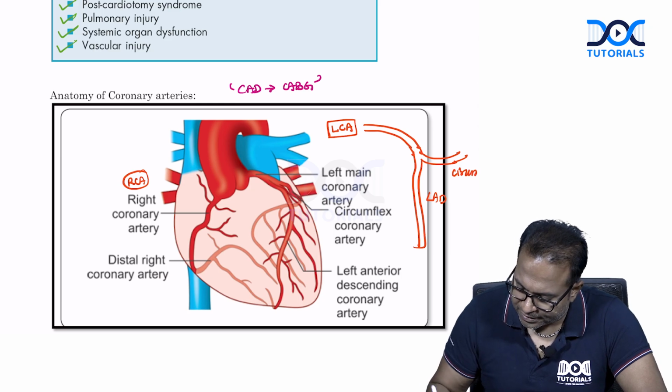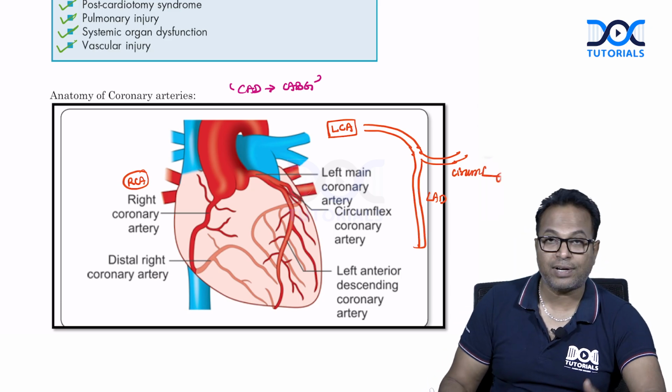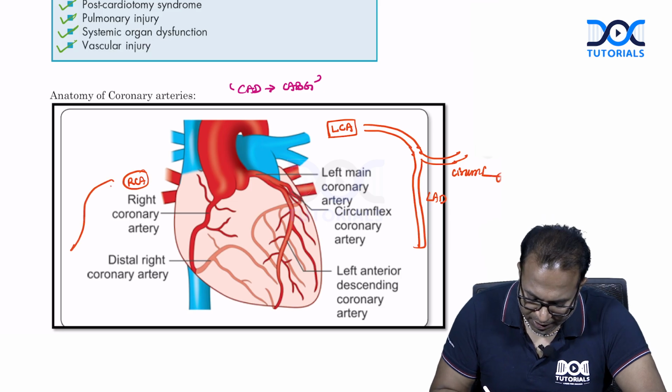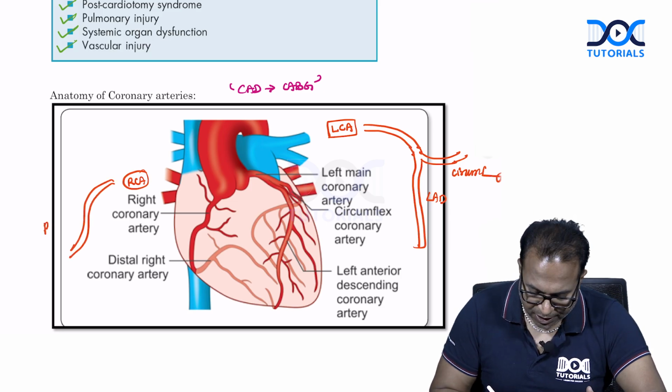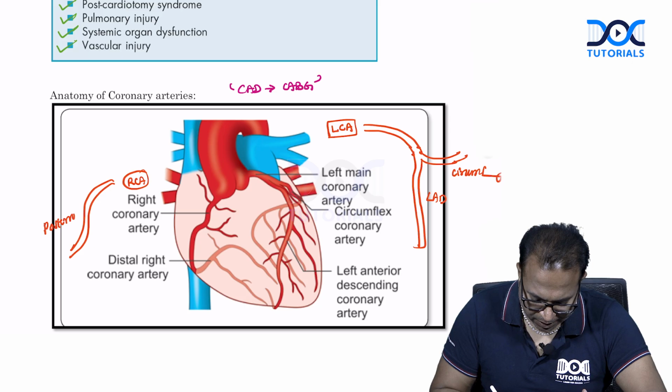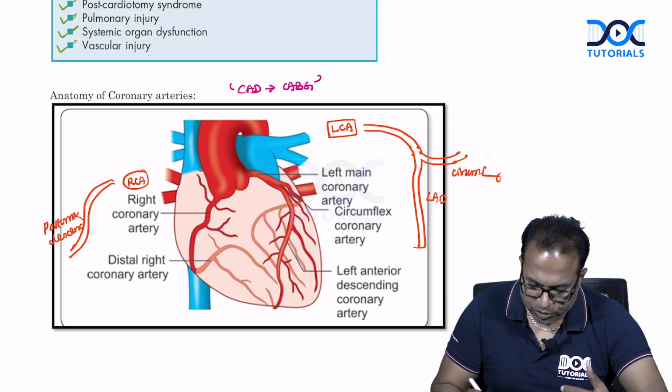So please don't forget, that is the circumflex vessel. Circumflex and left anterior descending. The right coronary artery descends down and becomes the posterior descending artery, which runs on the posterior wall of the heart.